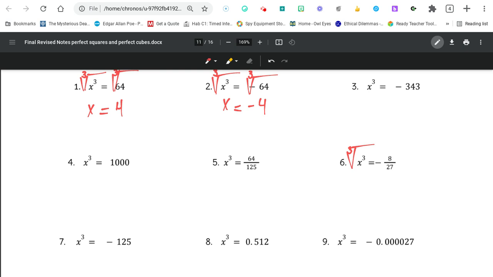Number 6. The cube root of x cubed is x, but the cube root of negative 8 over 27 is negative 2 over 3. It's because the cube root of 8 is 2, the cube root of 27 is 3, and it's negative.